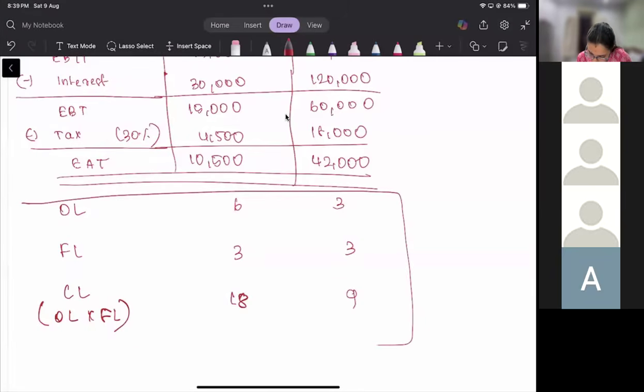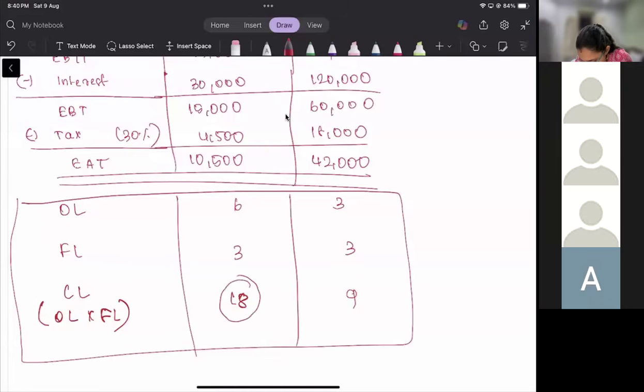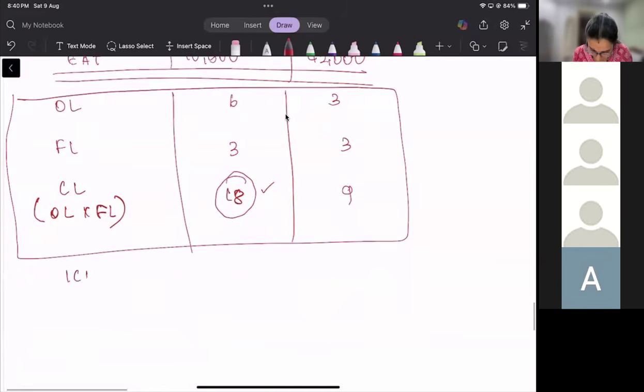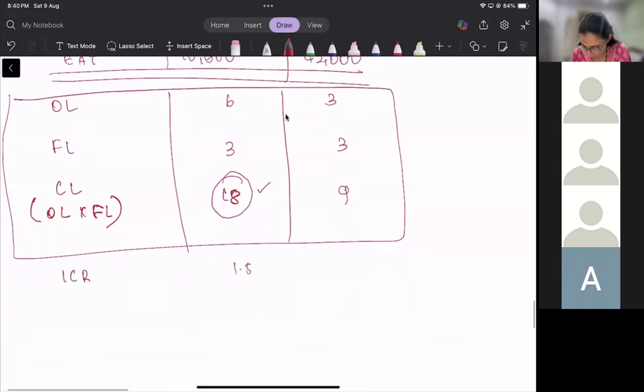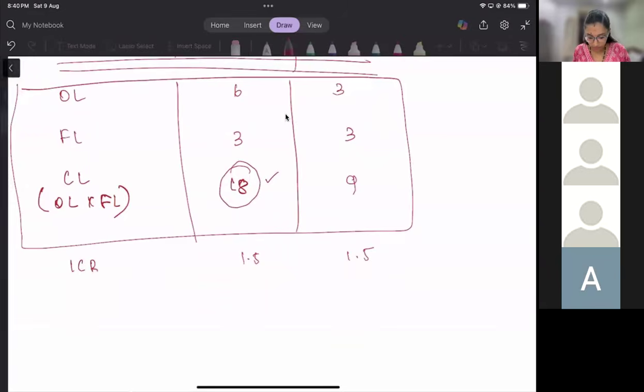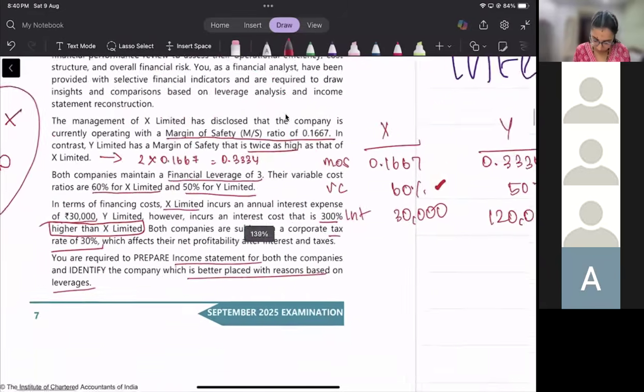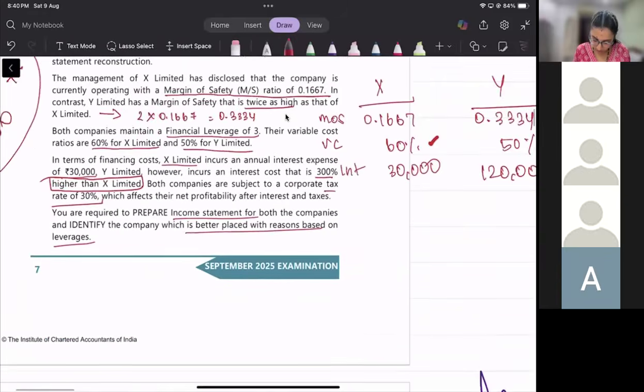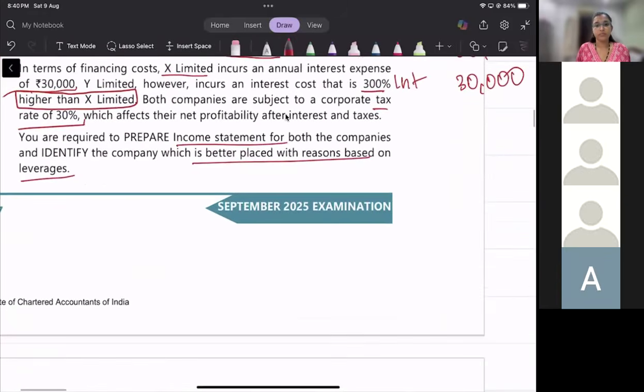Yes. So, what does this mean? Having a combined leverage of 18 means the risk is more. Interest coverage ratio also, because we have EBIT also, interest also, we'll get it as 1.5, 1.5. So there is no difference in interest coverage ratio, but the risk of X Limited is higher than the risk of Y Limited. That is what is being asked in this question. Clear? Simple question, right?